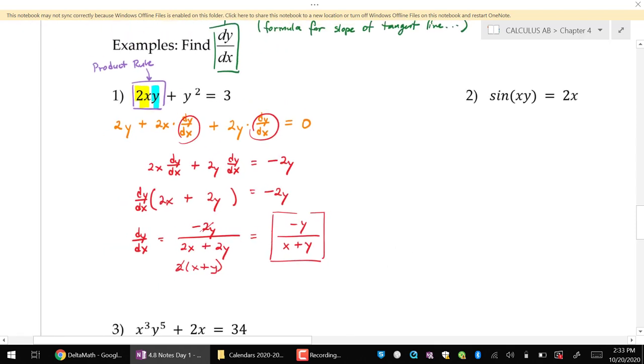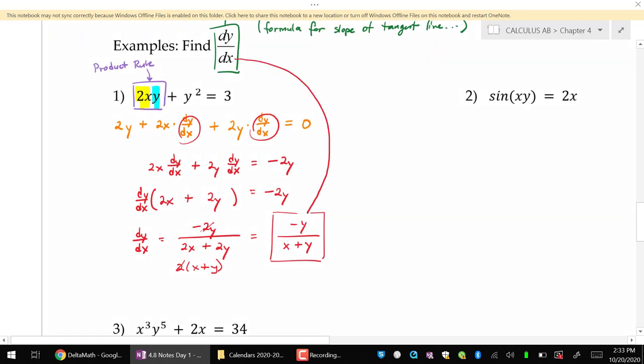What we found was a formula. That's a formula. And I could give you, if we knew what a given x and y ordered pair was on this relation, we could plug that into our dy dx derivative formula and find the value of the slope of the tangent at that point.